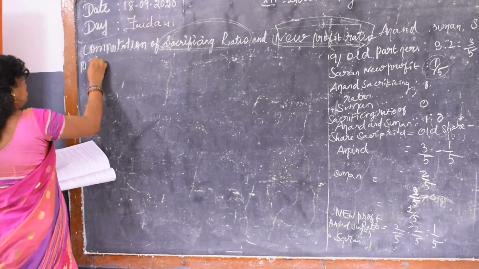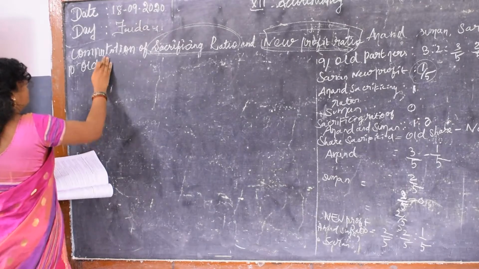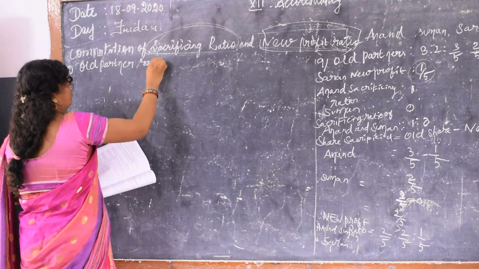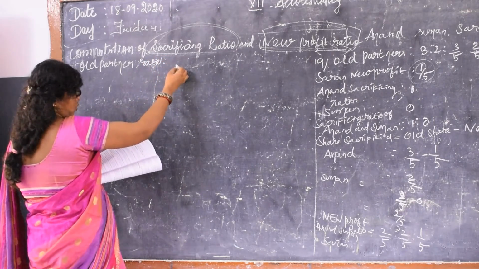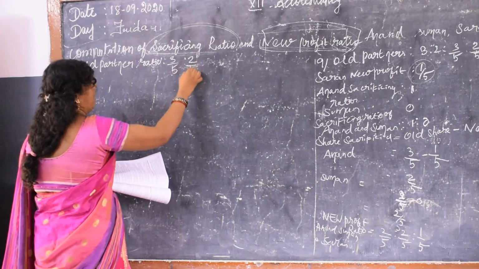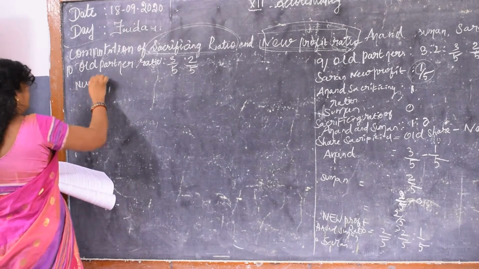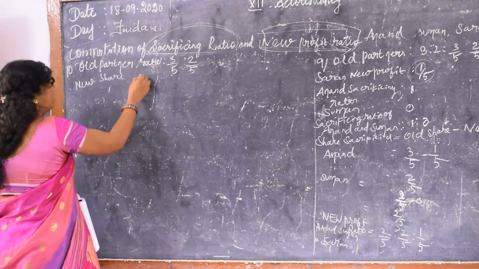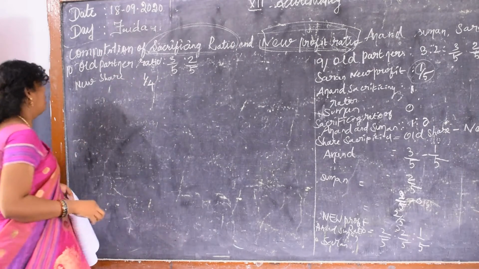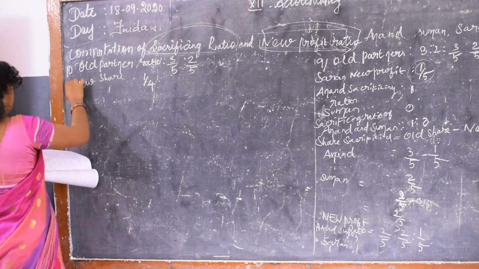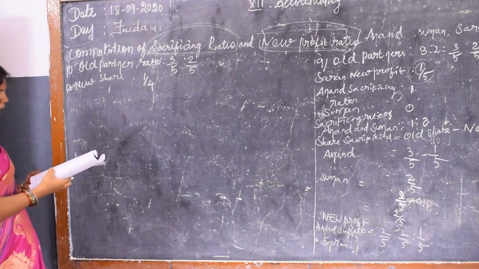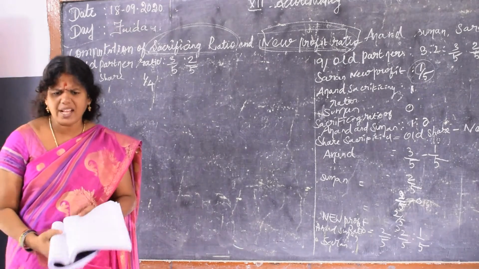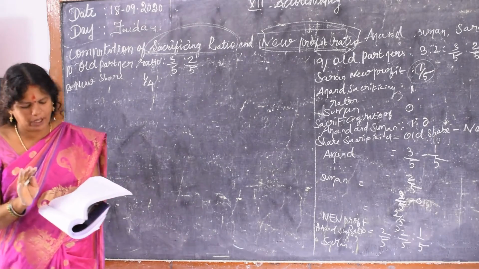Problem number 10. The old partners' ratio is 3:2, so 3 by 5 and 2 by 5. Next is the new share. Who is giving a new share? Ram. Ram's new share is 1 by 4. How is he getting 1 by 4? He takes 1 by 20 from Raja and 4 by 20 from Ravi.